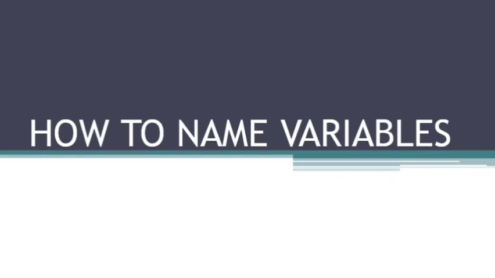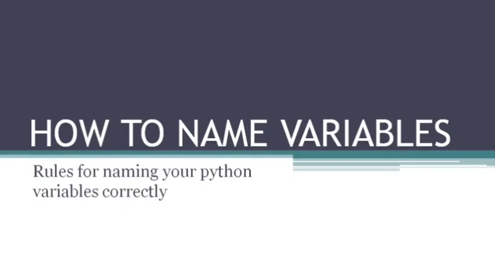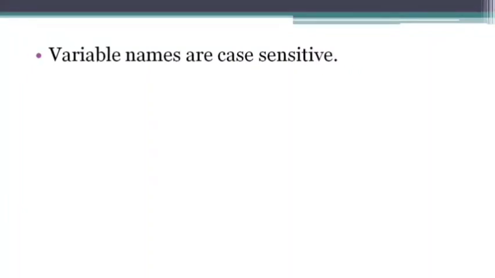Let's see how to name variables and the rules for naming your Python variables correctly. The examples you've seen so far have used short, terse variable names, but variable names can be more verbose. In fact, it is usually beneficial if they are, because it makes the purpose of the variable more evident at first glance.